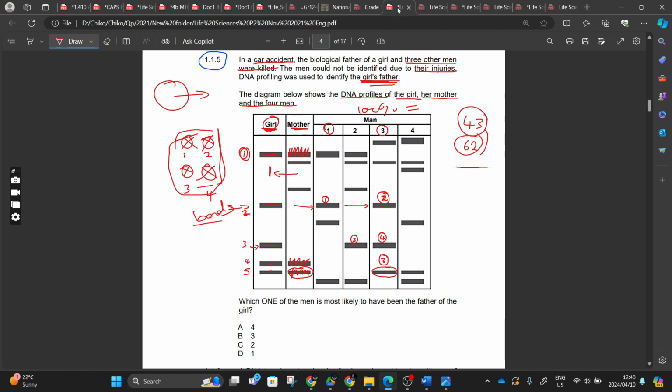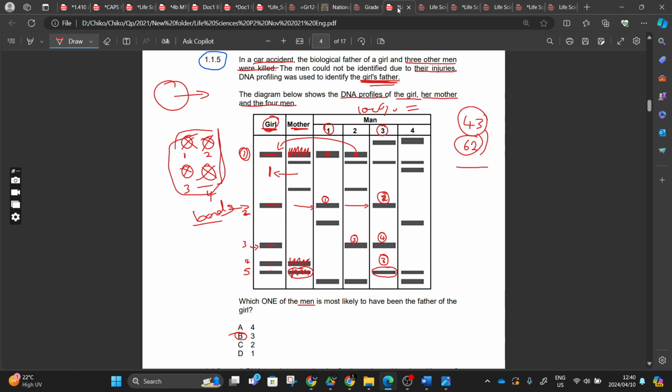And then with these two we can conclude that maybe they are relatives of man 3 here, because you can also see that this band here, we also find it here, right? So if we say there's a possibility of number 2 being the father here, we are going to say she inherited this from the father but not the mother, right? So it means that even this one we are going to cross out. Then we're left with number 4 being our decider of which one is which, and which one of the men is most likely to have been the father of the girl. And then number 3 is number B, right?